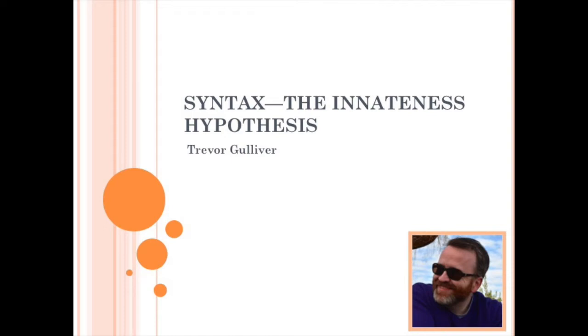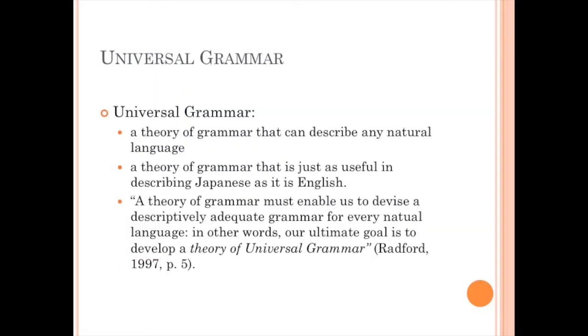In this short presentation on syntax, I'll be talking about the innateness hypothesis. Before we do that, we should talk a little bit more about the term universal grammar. In a previous presentation, I said that one of the goals of the study of syntax was to produce a universal grammar. A universal grammar is a theory of grammar that can describe any natural language. It would be a theory of grammar that is just as useful in describing Japanese as it is in English.